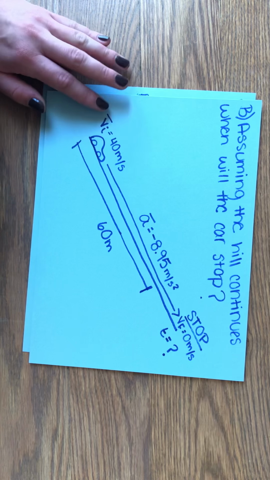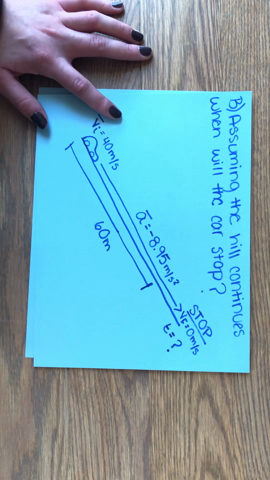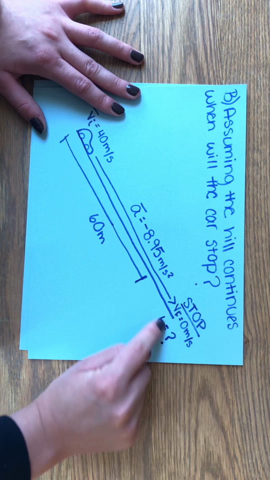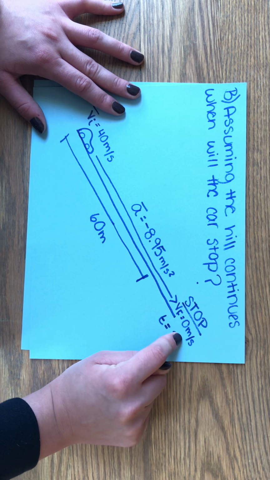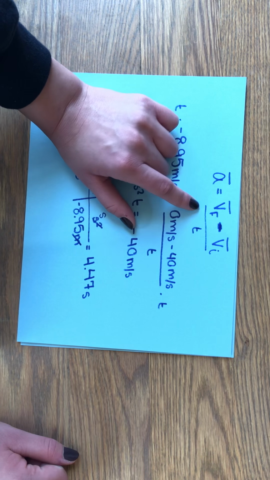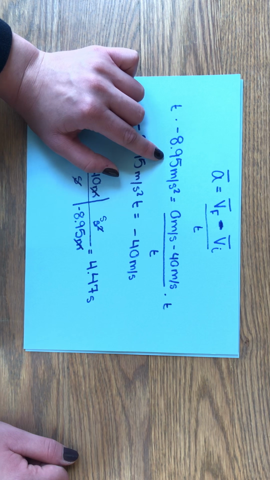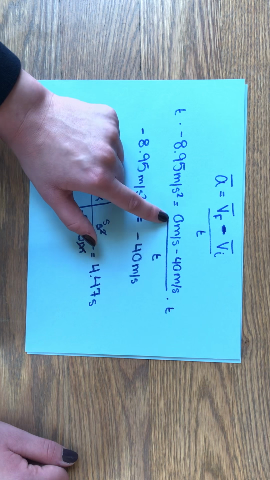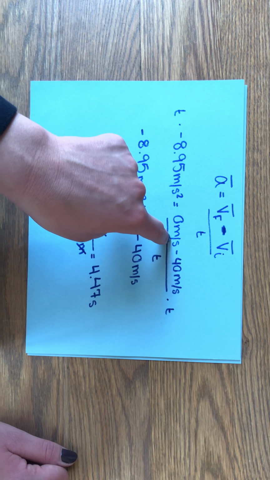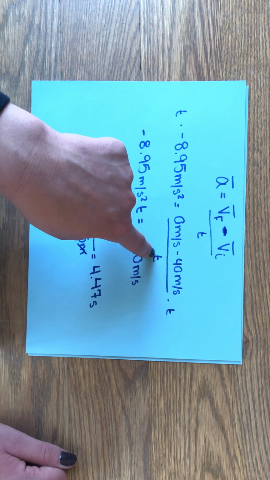So to remind you, question B is assuming the hill continues, when will the car stop? So we need to figure out the time when the car is stopped and has a final velocity of 0 meters per second. To do this, we will need the acceleration equation. So we will plug in all our numbers, which we have the acceleration negative 8.95, our final velocity, which is 0 meters per second because we want to find the time when the car stops, and then the initial velocity, which is 40 meters per second, over t.